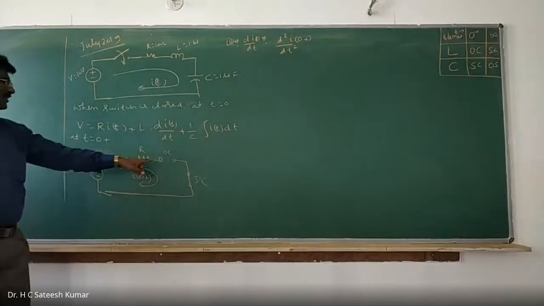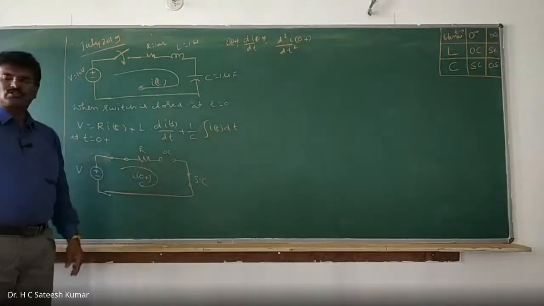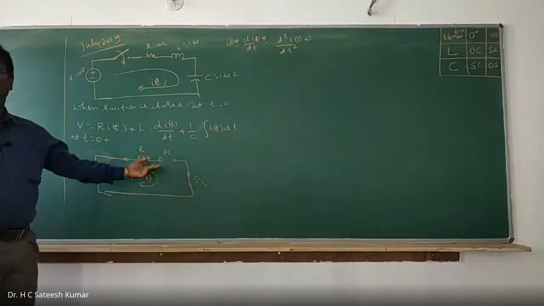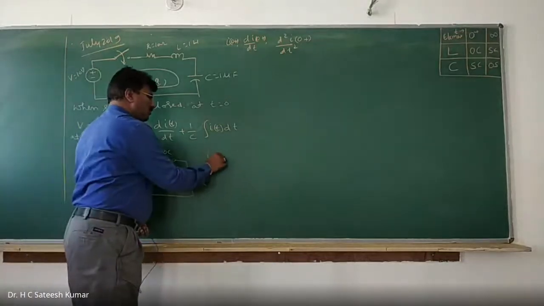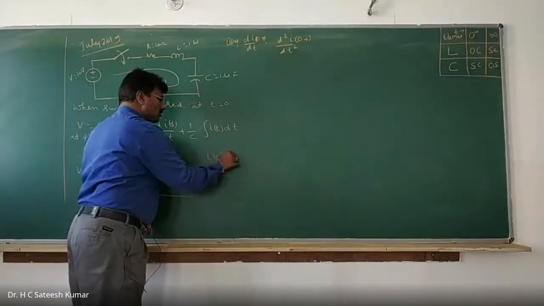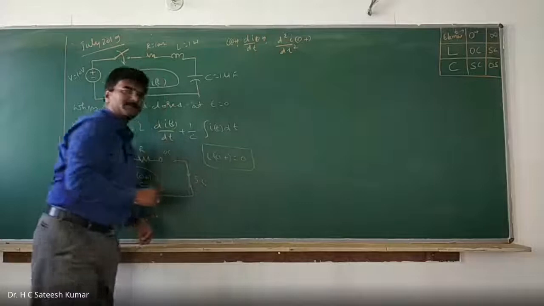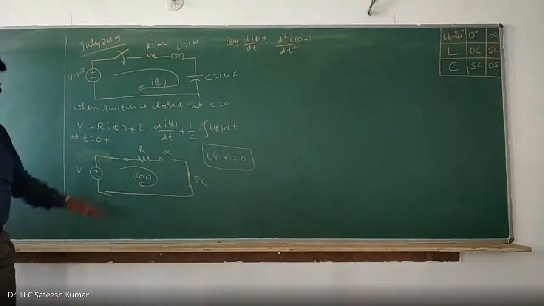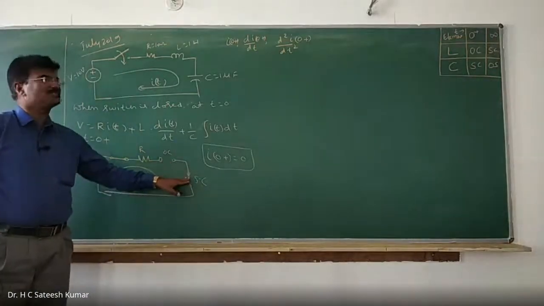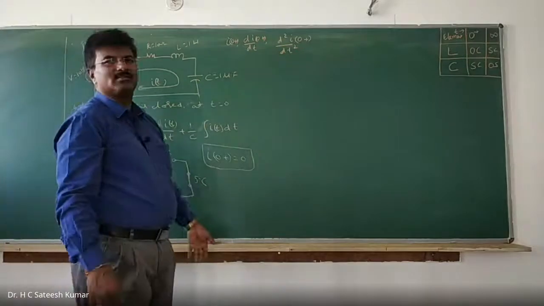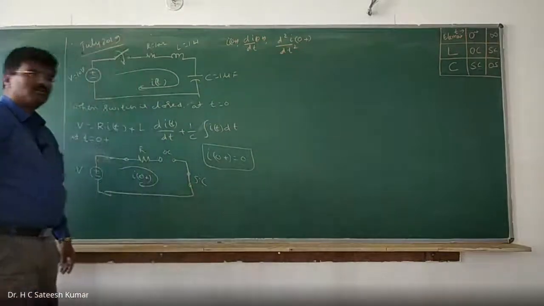So what will happen? It is open circuited. What is the current flowing through this one? 0, because it is open circuit, no current. Therefore, I of 0 is equal to 0. That's all. 1 or 2 marks you will get. Just writing it, open circuited, this is short circuited. If you know that condition, we can do it. Will you agree with that?